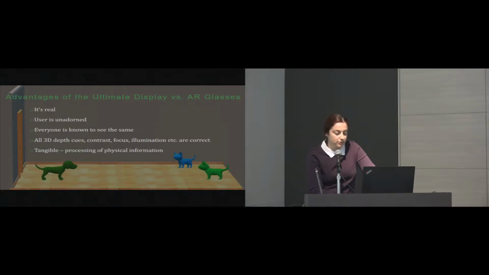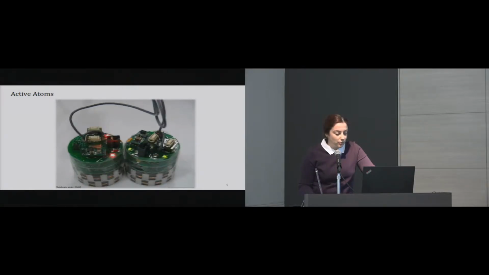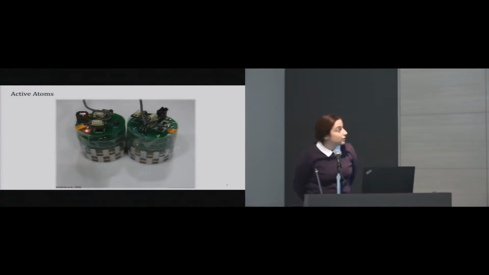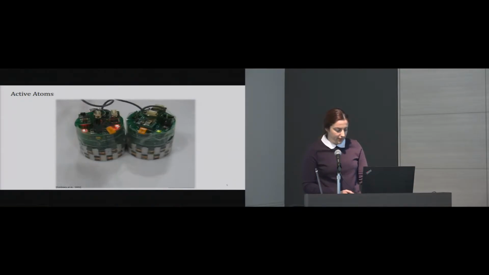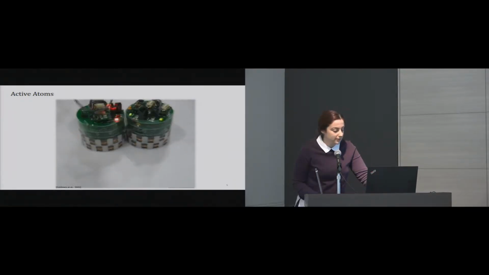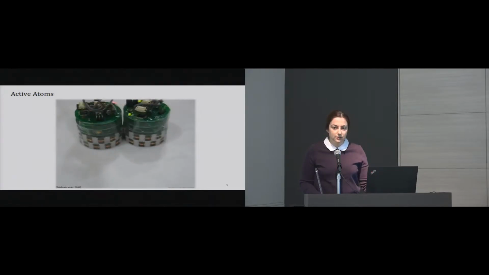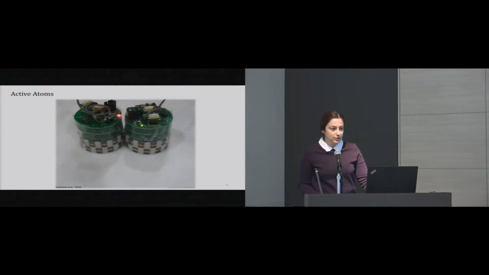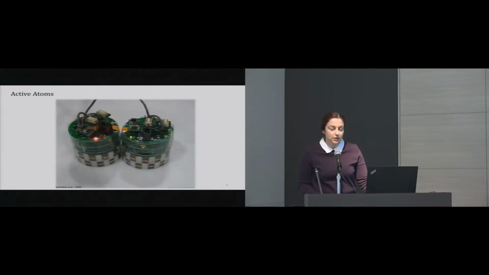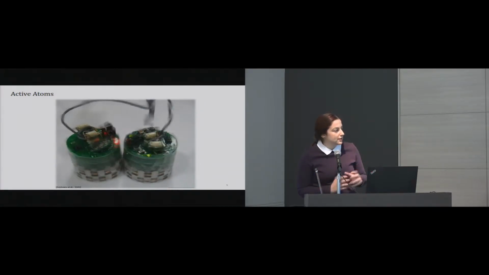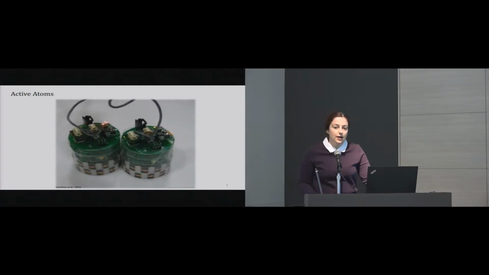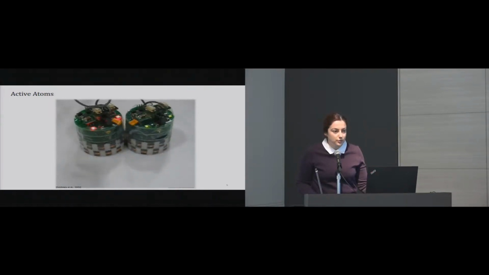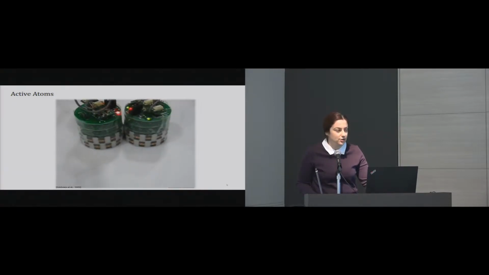So one of the attempts at the ultimate display is with the method of active atoms. So this is the work on programmable matter from 2005 from Goldstein and colleagues, where the physical content is created by using miniature atoms, which can assemble and disassemble on a 2D surface. Now the challenge with using the active atom approach is the cost per unit, the power supply, and the miniaturization.